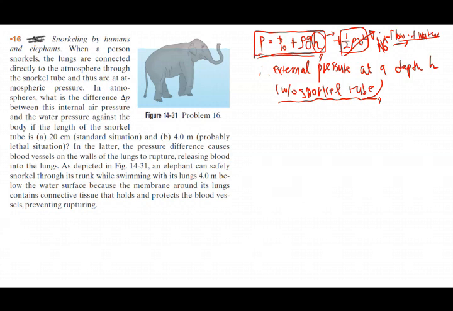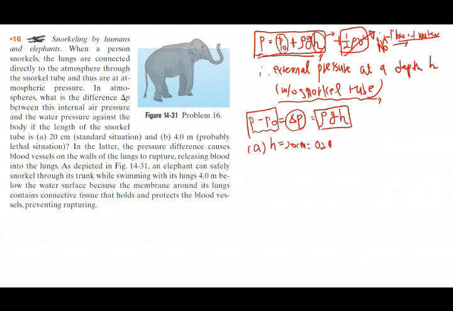So if you move P naught, the atmospheric pressure, to the left side, then P minus P naught is delta P, the pressure difference between the surface of the water and the point in the water at depth H. That is just proportional to the density of water times the depth of the water. So now number A. How much is H? 20 centimeters, right? So 20 centimeters is the same as 0.2 meters.